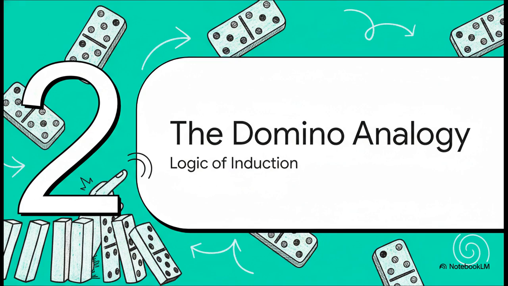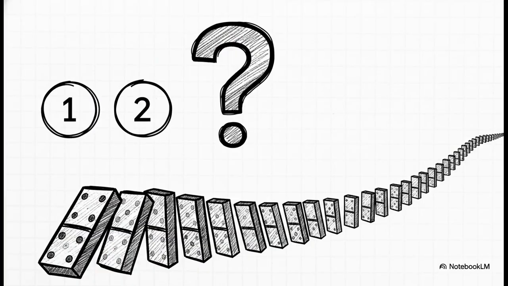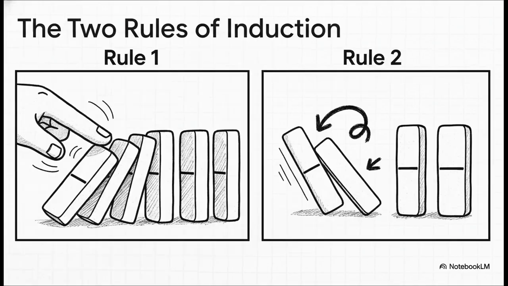simple analogy: dominoes. This is, hands down, the best way to get a feel for the core logic of induction. Imagine a line of dominoes that goes on forever. You want to be absolutely 100% certain that every single one of them is going to fall. The good news is, you don't have to watch them all topple. You just need to know two fundamental things. It really just boils down to two simple rules.